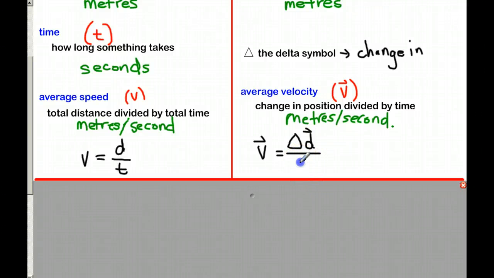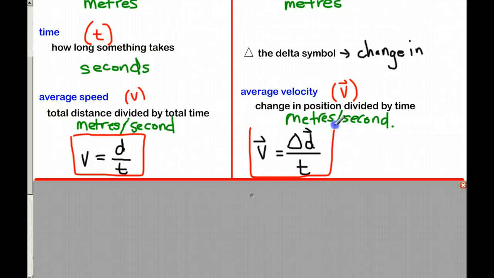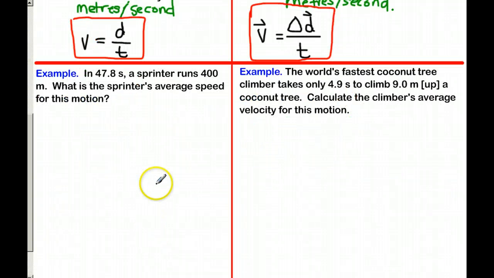So you can see there's similarities between these two. This is formula number one if we're calculating speed, no direction. This is formula number two, very similar, but it's a vector quantity. So our final answer has to have a direction. And each of the symbols that we're using, if they're vector quantities, have to have arrows on top. Okay, so now let's look at a couple of examples.